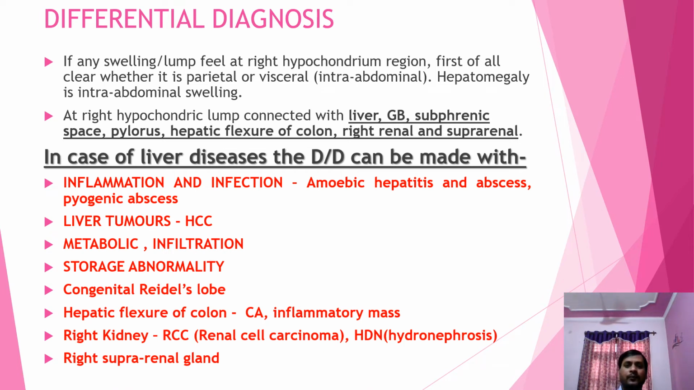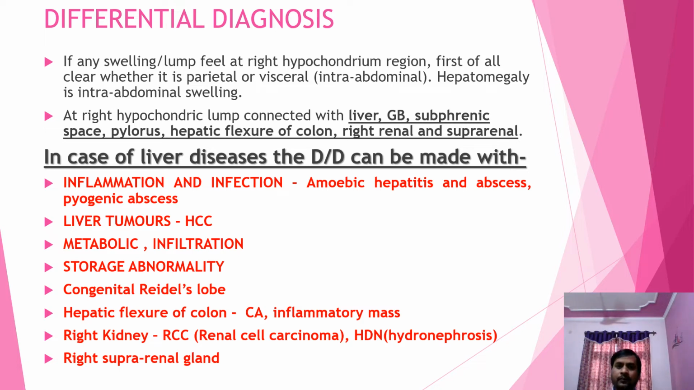If any swelling or lump is felt in the right hypochondrial region, first of all clarify whether it is parietal or visceral. This can be performed with the help of the straight leg raising test. Hepatomegaly is basically an intra-abdominal swelling. In the straight leg raising test, when the leg is raised, the intra-abdominal swelling disappears and the parietal swellings become prominent.